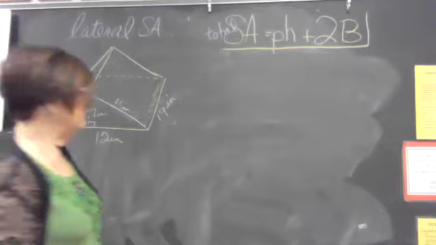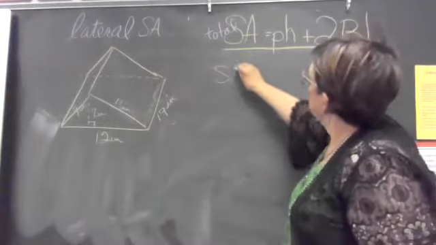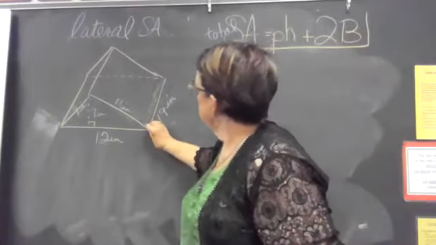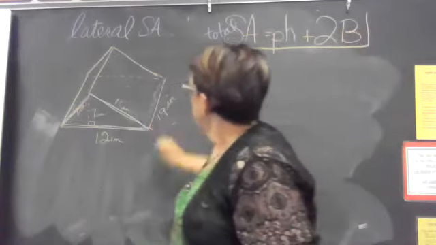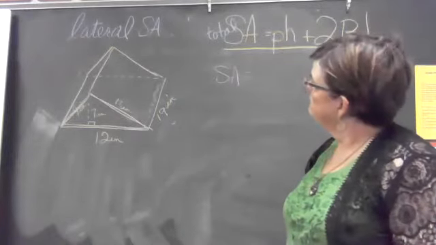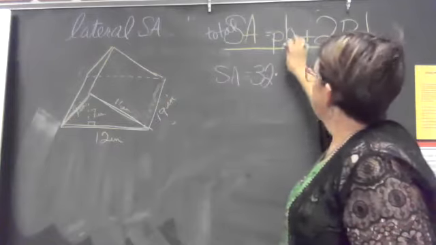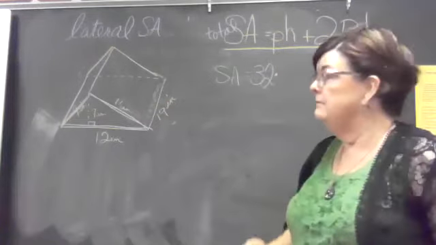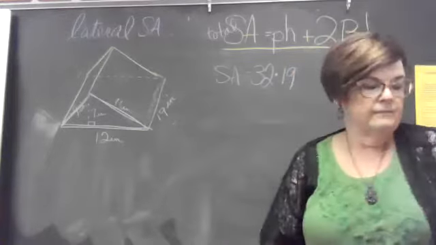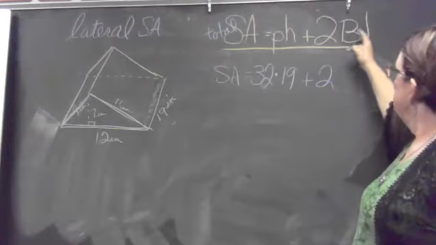So what we're going to do here is follow the surface area formula, which equals the perimeter of the base. This is our base that we're talking about. So the perimeter of the base is going to be 32 again? Yes. 32 times the height of the prism. So it's 19, not 7, plus 2 times the area of the base.